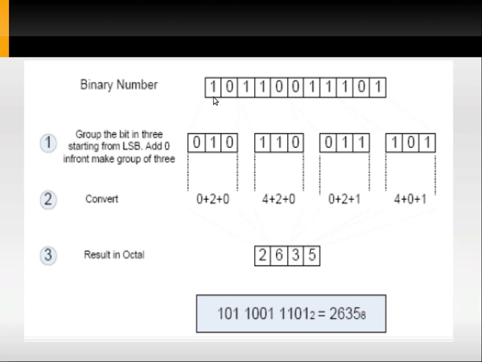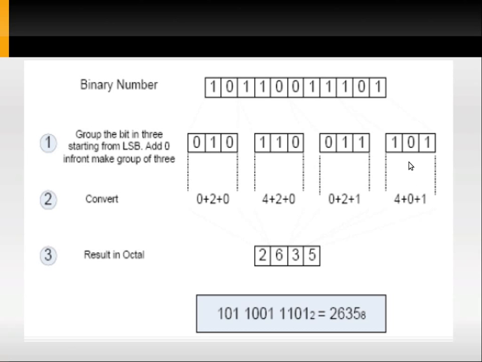Therefore we have to append zeros in the MSB if there are less than 3 bits. Appending zeros to the MSB would not modify the value. So that is why I'm going to append a 0 towards the MSB, therefore it becomes 010. Now you have totally got how many groups? 4 groups. Now we have to represent these four groups in their equivalent octal form.